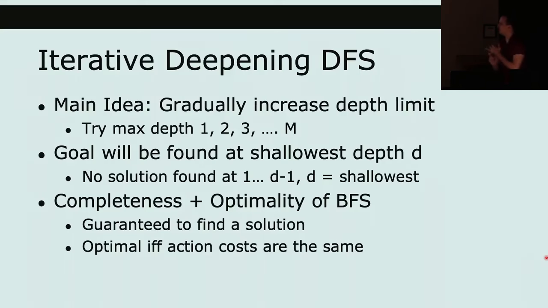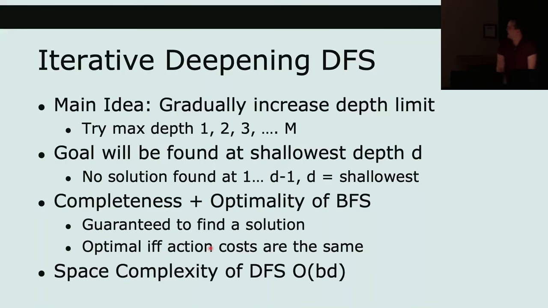So it is guaranteed to find a solution because it will eventually get to the depth of the solution. And just like BFS, it will be optimal if the action costs are the same. But in general, it is not optimal, right? It has the space complexity of depth-first search. That's awesome, because it means we can actually run the thing, right? So even though it has the completeness and optimality of BFS, which were better than DFS, it has the space complexity of DFS, which means we can actually run it.